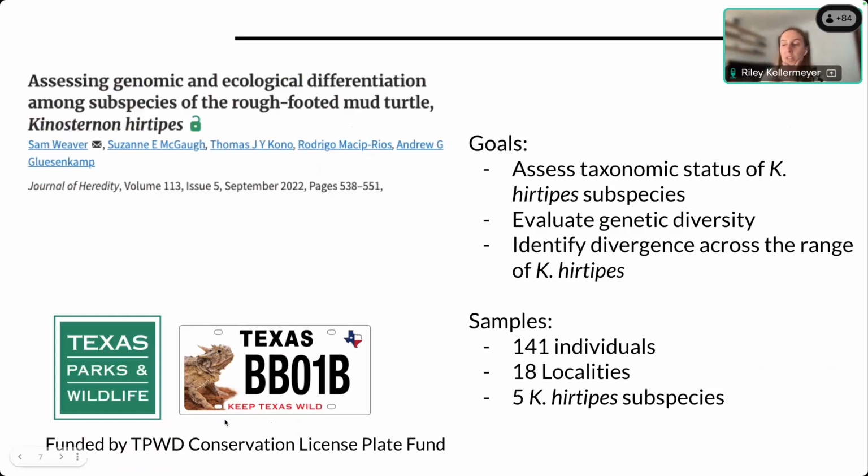But these conservation plates fund really cool research, including what we did previously with Kinosternon hirtipes. So to get a sense of the subpopulations that are around, especially after the extinction of Megacephalum, we collected 141 individuals across 18 localities and all 5 remaining subspecies, and took a look at the genetic diversity of these populations and tried to get a sense of the population structure of all of these turtles, largely to understand the conservation status for them.